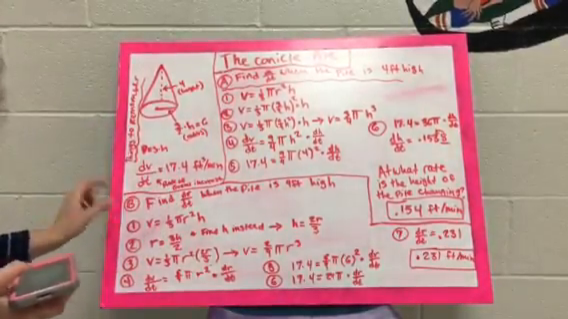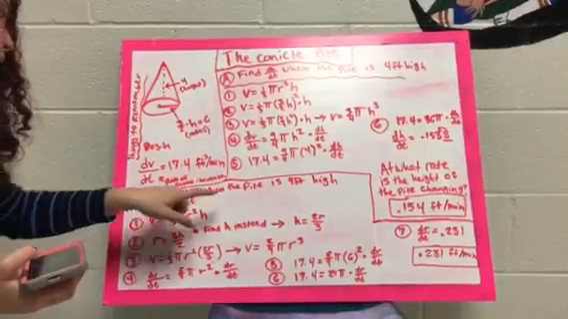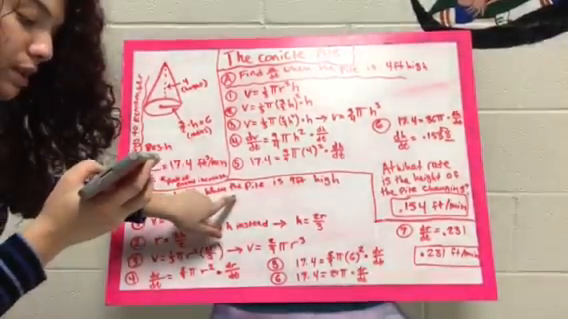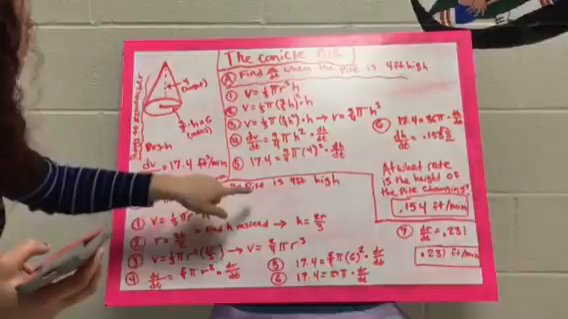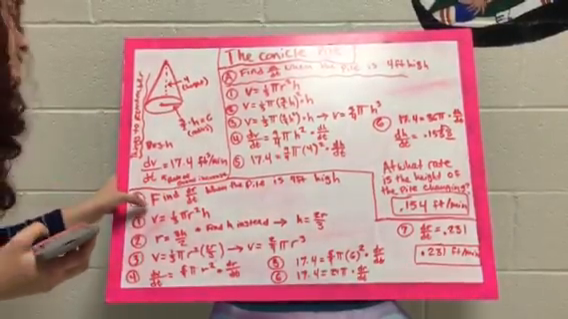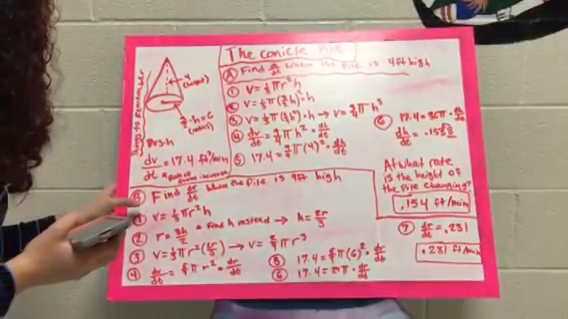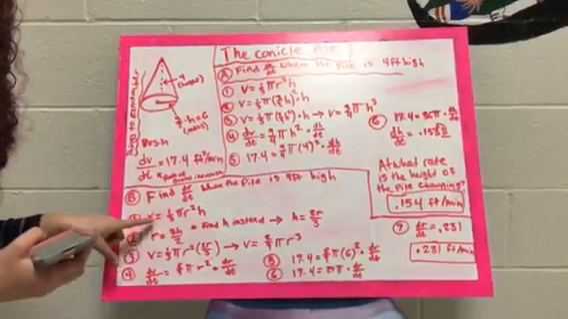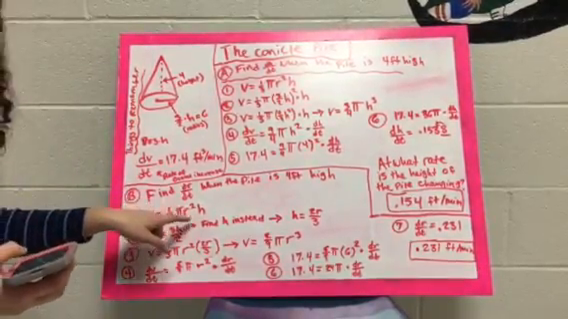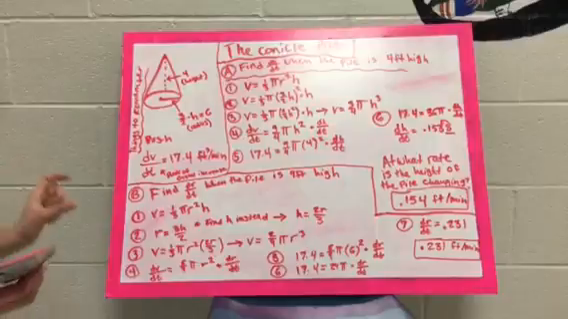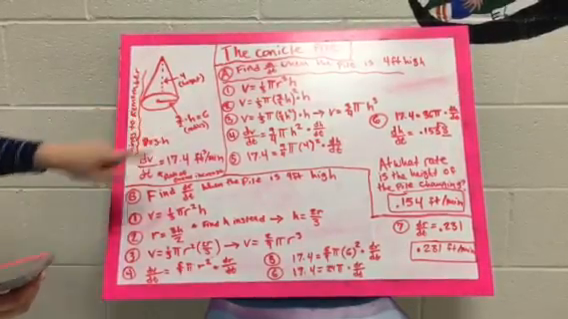Now part B, find dr over dt when the pile is 4 feet high. This is when you want to find the rate at which the radius is changing. So that's our find statement. The first thing you want to do is put your equation, V equals 1/3 pi r squared times the height.